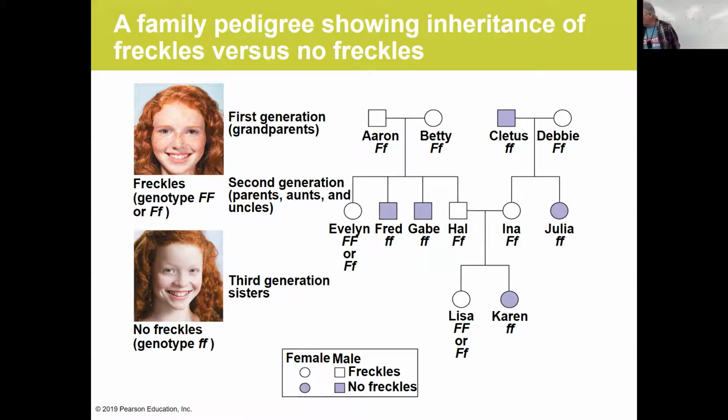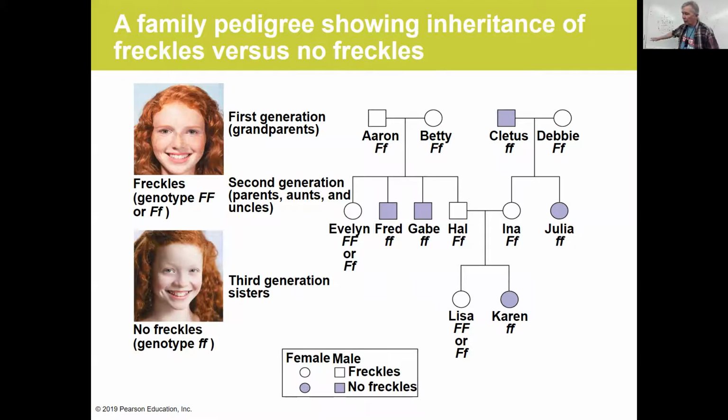So Fred and Gabe have filled-in squares, so they don't have any freckles. It's recessive. And so here's the thing. Then absolutely, for positive sure, Fred and Gabe's parents, Aaron and Betty, are heterozygous. Why? Because Fred and Gabe have two small letters. They had to get a small letter from mom and a small letter from dad. So both parents have to have a small letter.